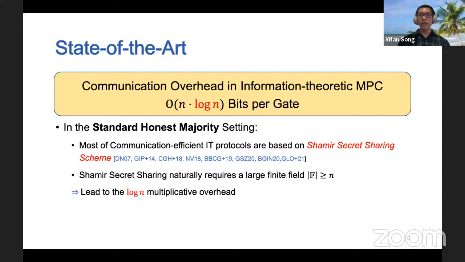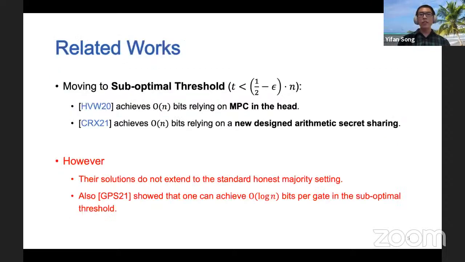n multiplicative overhead. Two recent works also studied the suboptimal threshold, where the number of corrupted parties is bounded by (1/2 - epsilon) times n. They both achieve O(n) bits per gate, but rely on two different techniques. However, we would like to point out that their solutions do not extend to the standard honest majority setting. Also, a recent Crypto work, GPS21, shows that one can even achieve o(n) bits per gate in the suboptimal threshold.